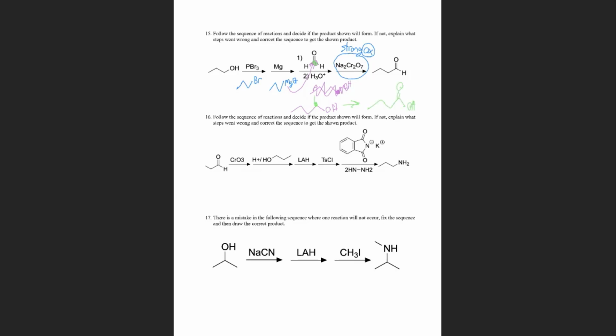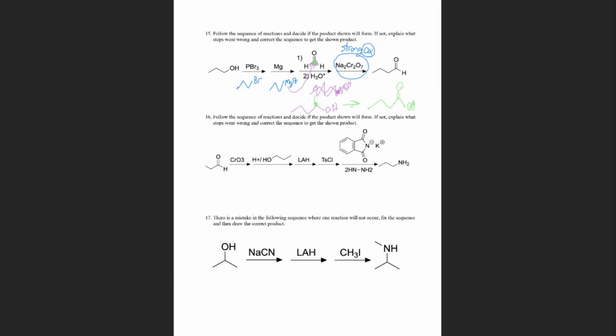carboxylic acid. So what do we need to fix it? What should we replace sodium dichromate with? PCC would do it. Yep. So would DMP. So would Swern oxidation. Cool.